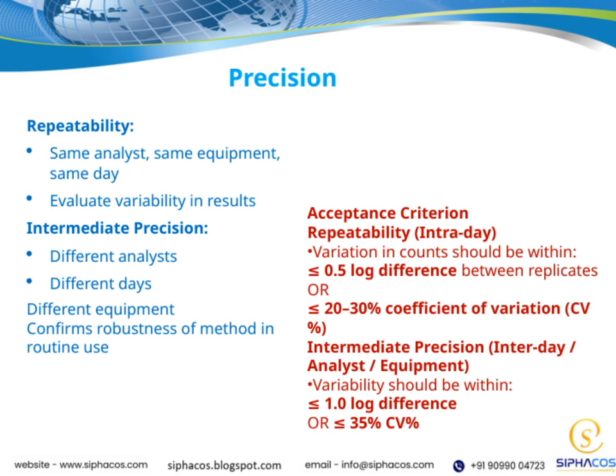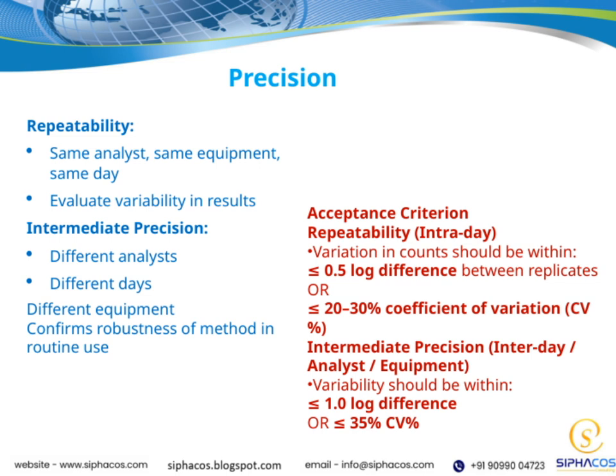Moving on to intermediate precision, which accounts for variability across different days, analysts, or equipment. This is crucial for confirming the robustness of our method in routine use. Here, the variability should be within a 1 log difference or a CV% of 35. This broader scope reflects real-world conditions and assures us that our method remains reliable across various factors.